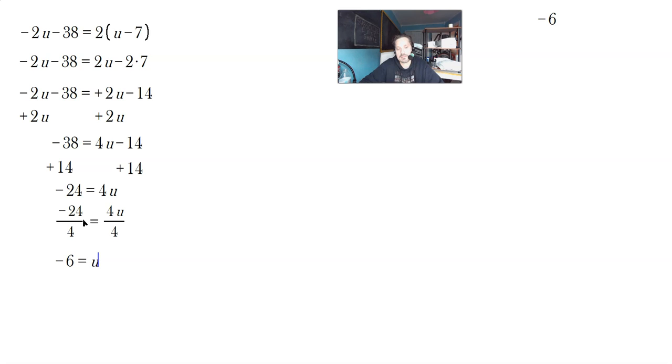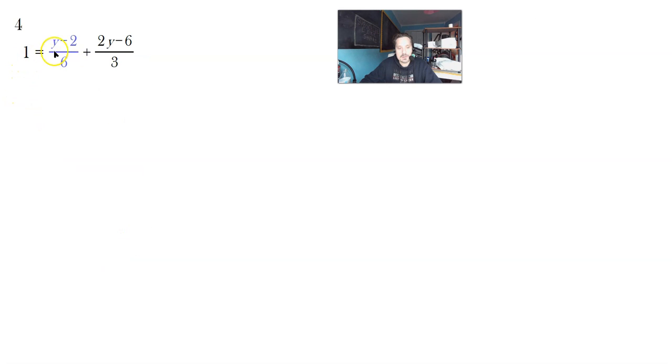It's not the only way. Some of the steps could be varied, but you should have negative 6 as the value of u at the end. Next, we're going to solve 1 equals y minus 2 over 6 plus 2y minus 6 over 3. Notice there's a 6 and a 3. Usually we don't like fractions. We try to get rid of them as quickly as possible.